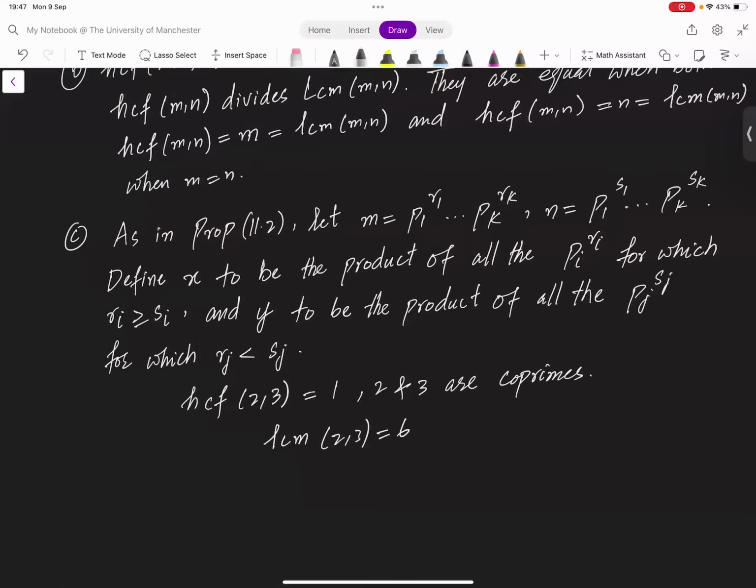Here we will end the exercise part. Then we will start in the next part, chapter number 12. Thank you so much.